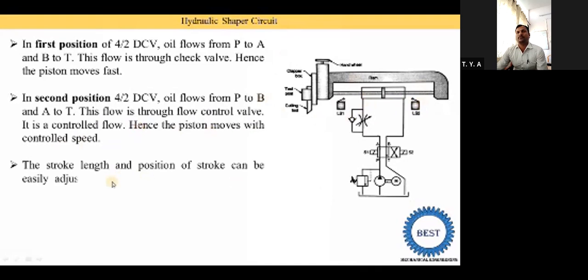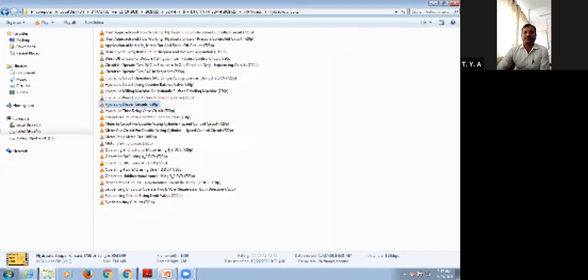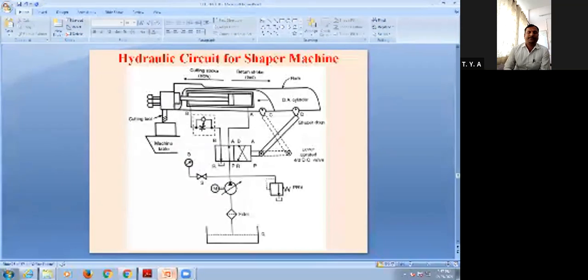The stroke length and the position of the stroke. Okay, I think you are clear with this shaping machine circuit. This is whatever we have shown, that flow meter, and this was the solenoid operated 4x2 directional control valve, okay.